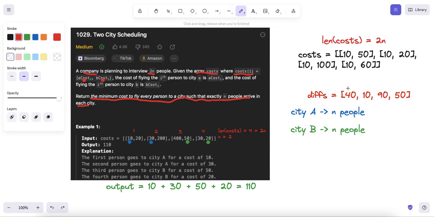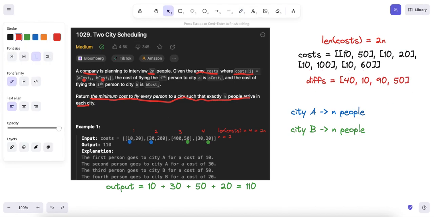Therefore, what this means is that it would take $40 extra to send individual 1 to city B rather than city A. It would take $10 extra to send individual 2 to city B rather than city A. It would take individual 3 $90 extra to send him to city B rather than city A, and $50 extra to send the last individual to city B rather than city A. If we sort this differences array in ascending order, we will now have sorted this array based on how much less it would cost to send an individual to city B rather than city A.